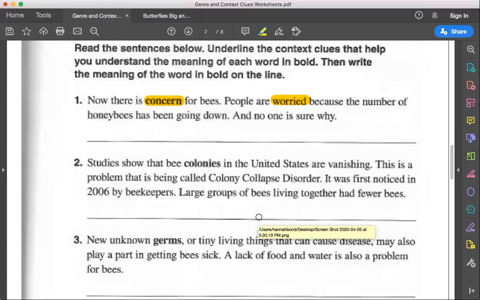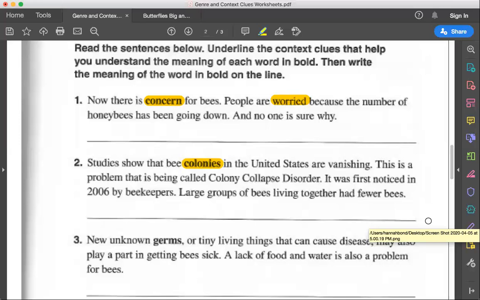Number 2. Studies show that bee colonies in the United States are vanishing. That means they're going away. This is a problem that is being called colony collapse disorder. It was first noticed in 2006 by beekeepers. Large groups of bees living together had fewer bees. Colonies. We're trying to figure out, what does colonies mean? What is a colony? Bee colonies.